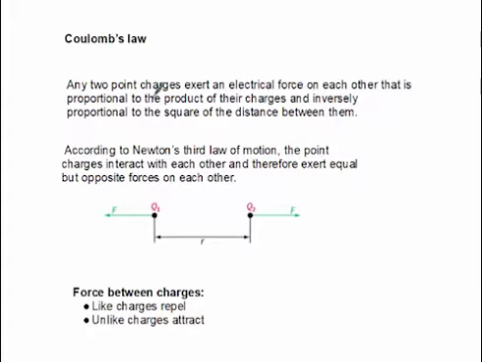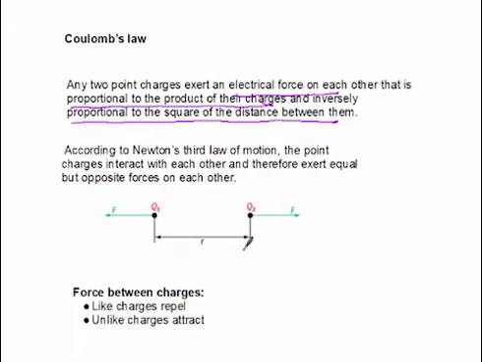Any 2 point charges exert an electric force on each other. That force is proportional to the product of the charges and inversely proportional to the square of the distance between them. Okay, what does this mean? We have here 2 charges, for example, point charges Q1 and Q2 separated by a distance r.